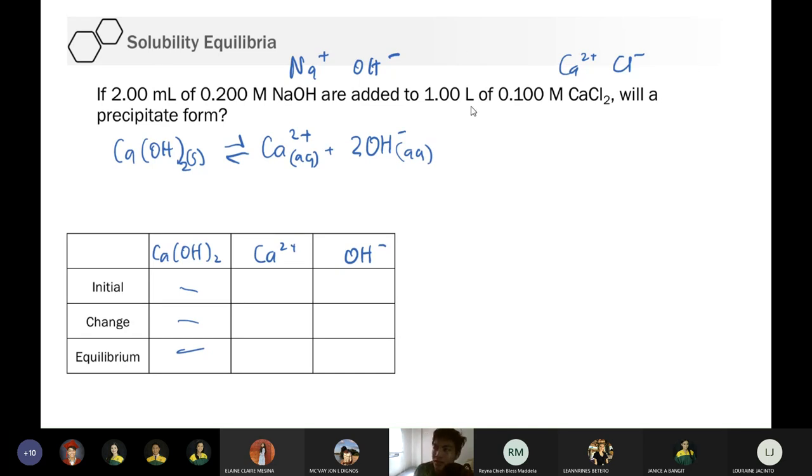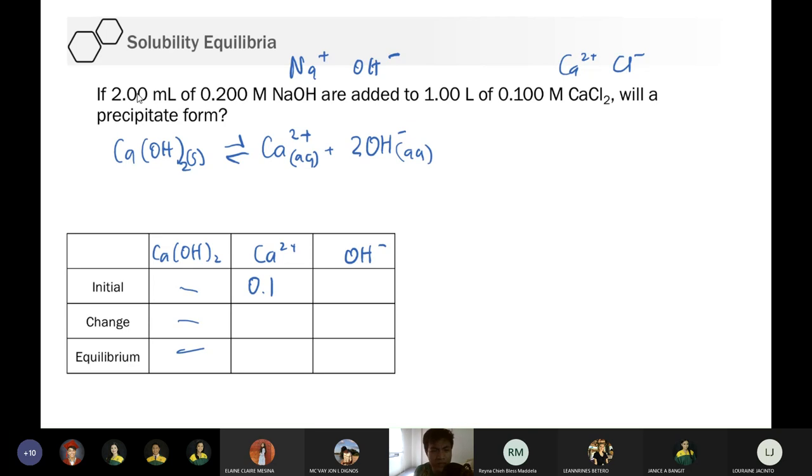Okay? So that means yung molarity ng calcium, unchanged yan. Hindi yan magbabago. Kasi 1 liter pa rin yung final volume, no? Assuming that 2 ml is very small, which is totoo naman, very small lang yung 2 ml compared to 1 liter. So that the molarity of calcium will be the same. 0.1 pa rin yan. But for sodium and hydroxide ions, their molarity will be very different.